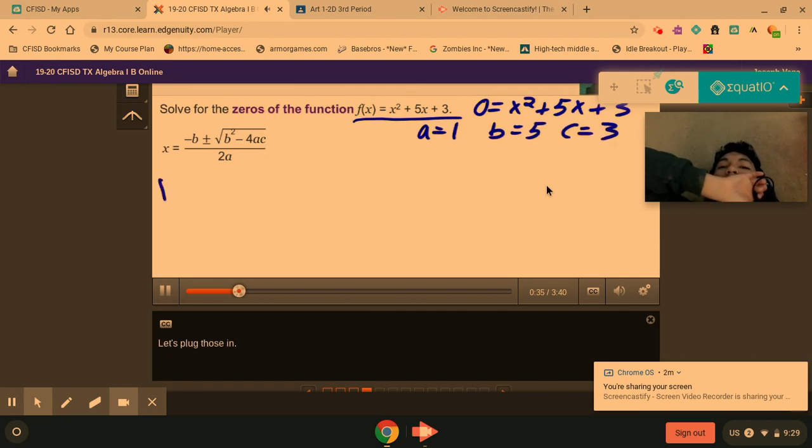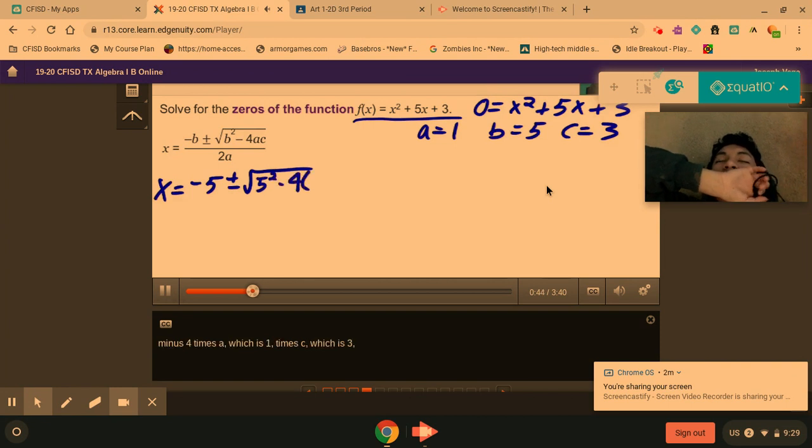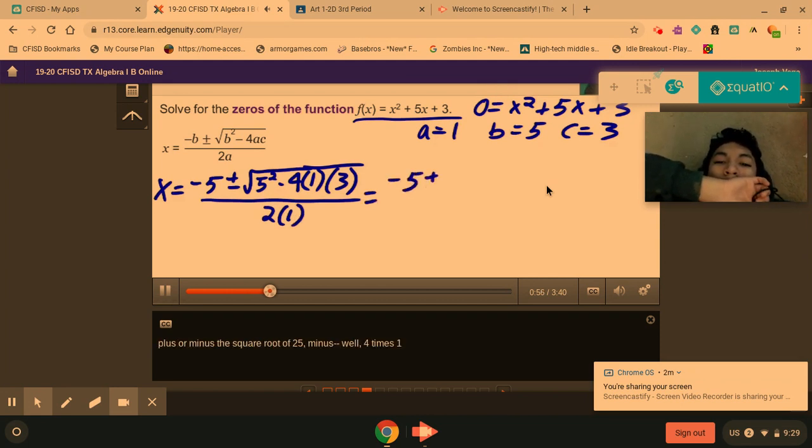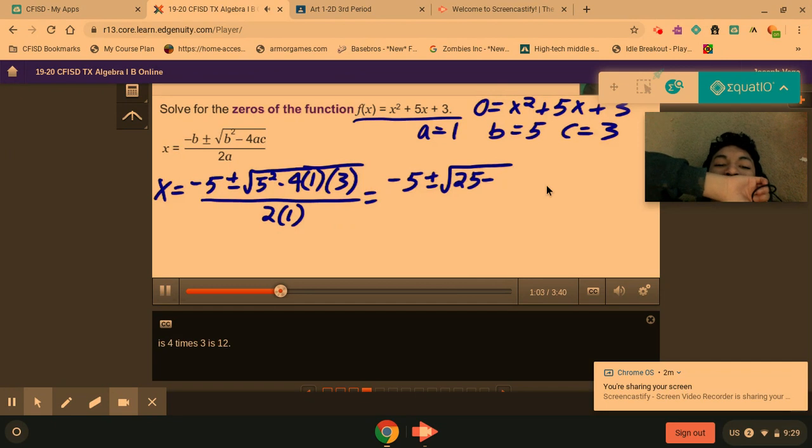Let's plug those in. X equals negative b, so negative 5, plus or minus the square root of b squared, or 5 squared, minus 4 times a, which is 1, times c, which is 3, and that's all over 2 times a, and a is 1. So simplifying that, we get negative 5 plus or minus the square root of 25 minus, well, 4 times 1 is 4, times 3 is 12. And that's all over 2 times 1, which is 2.